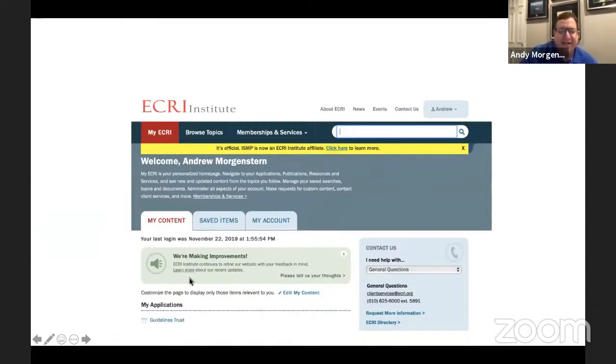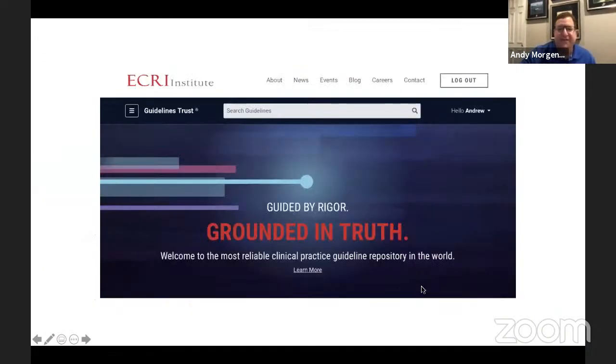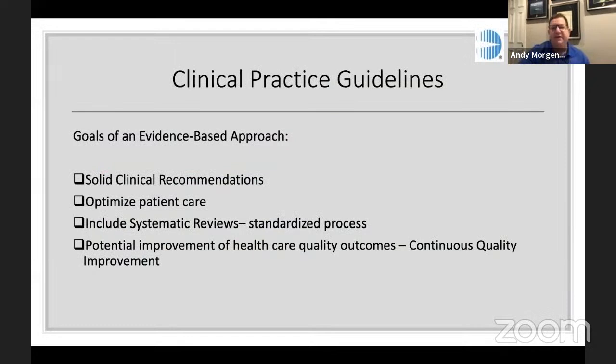I can see all my saved items and contents here, and I can do a search for any type of paper in medicine. And this is free and available. So I did a search for optometric, and you can see that we have 3 of our optometric clinical practice guidelines listed here that you can go to. Evidence-based clinical practice guideline for patient with diabetes, for the adult eye exam, for the pediatric eye exam. And so we have 3 of them listed here, and they're all grounded in truth, and they're the most reliable sources of clinical practice guidelines out there.